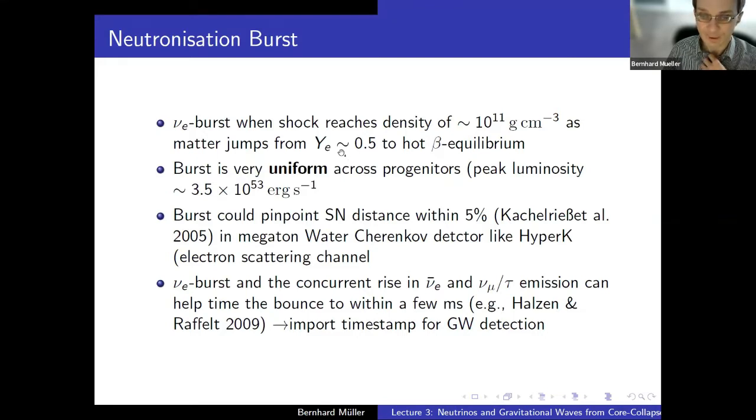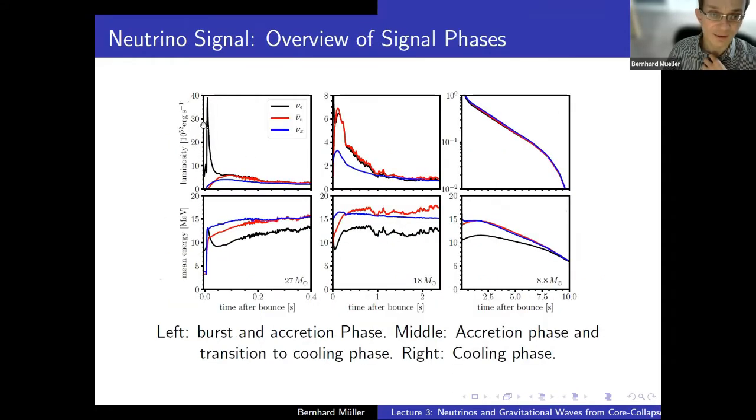Now, one very nice thing about this electron neutrino burst is that although it looks a bit different in different neutrino transport codes, it is very uniform across progenitors.